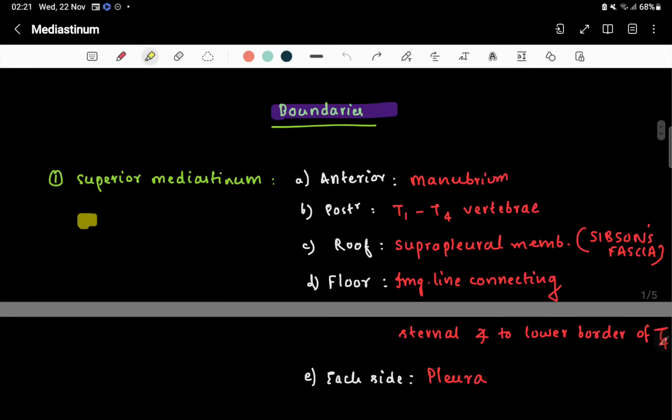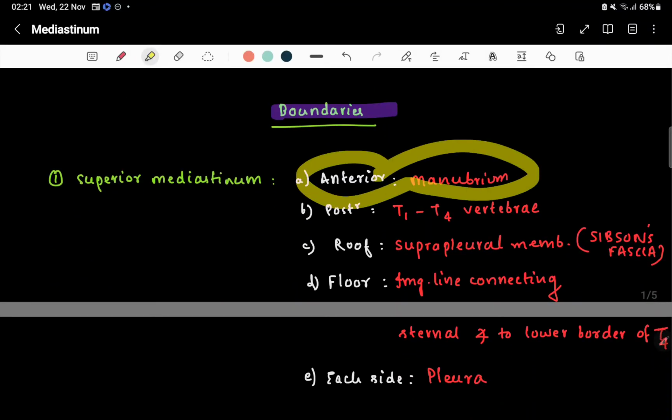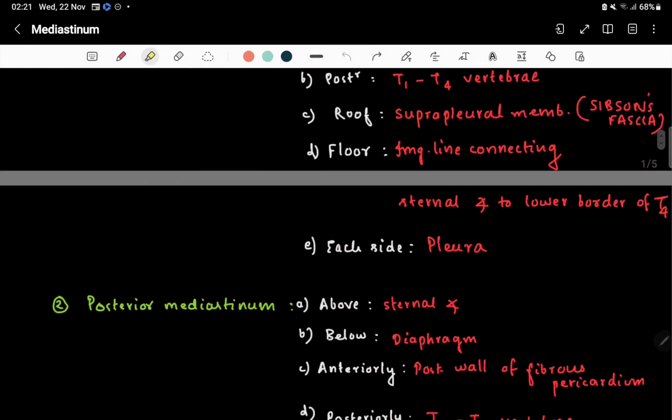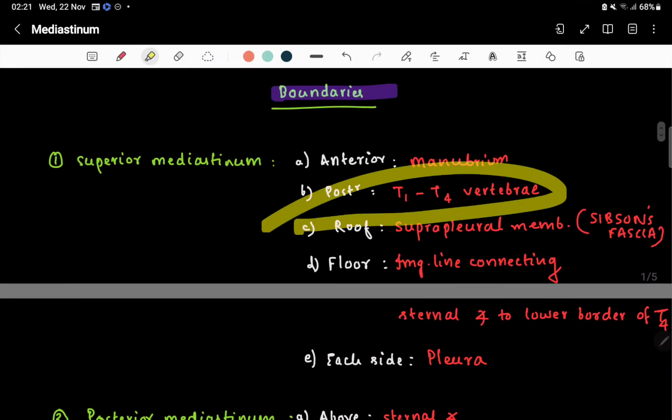What are the boundaries of the superior mediastinum? Anterior boundary is the manubrium of the sternum. You can note well, this is the manubrium, and it is forming the anterior boundary of this superior mediastinum. And the posterior boundary, your T1 to T4 vertebrae, is the posterior boundary.